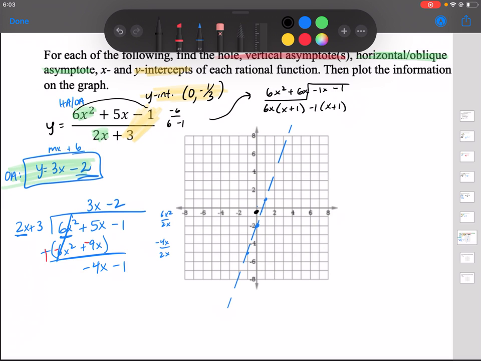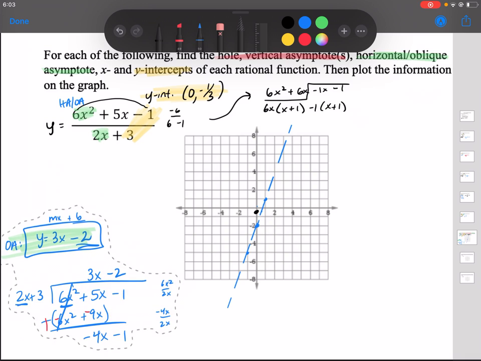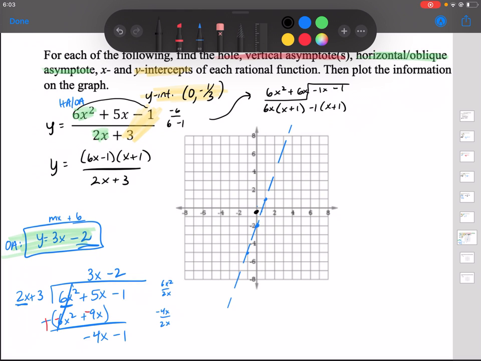So all of this, let's move all this down. There we go. So according to this, we know y is equal to 6x minus 1, x plus 1 over 2x plus 3. So from here, the vertical asymptote comes from right here. There's no hole since there's no common factor.